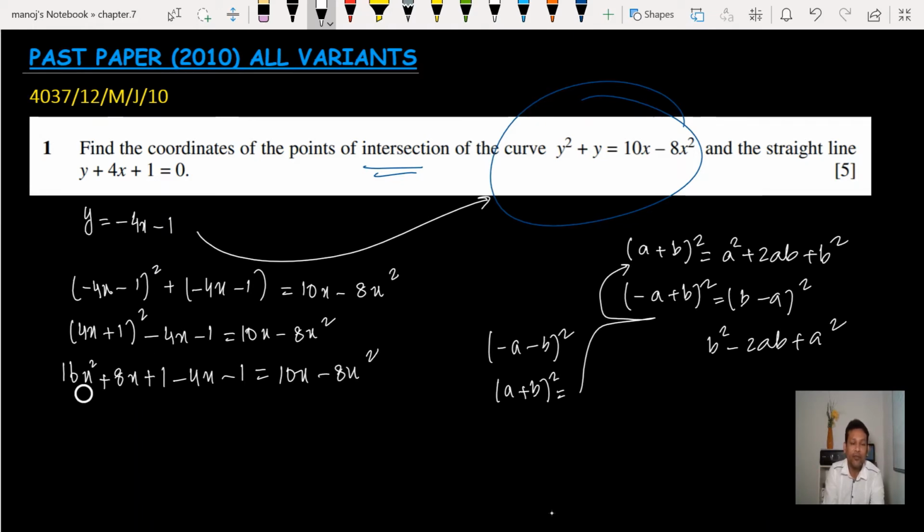You can shift 8x squared to the left-hand side and assemble the equation. You will have a quadratic equation. Then you can use the factorization method or the quadratic formula to find the coordinates. You will have two coordinates, and that is what's required. Finding the point of intersection is very simple. When you do simultaneous equations, you can get the answer. This is one example of a simultaneous equation.